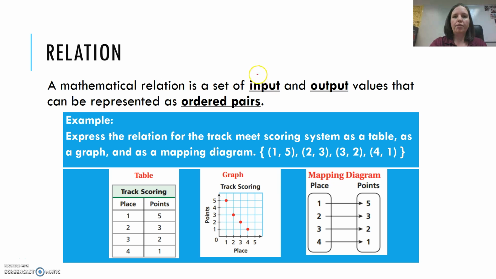Your input and output values, which you should be filling in information on your notes, we've seen X and Y, we've seen graphs, we've seen tables, we've seen sets of ordered pairs. The only thing we haven't really seen is mapping diagrams, and they're really just a good visual to help us with our understanding of domain and range.